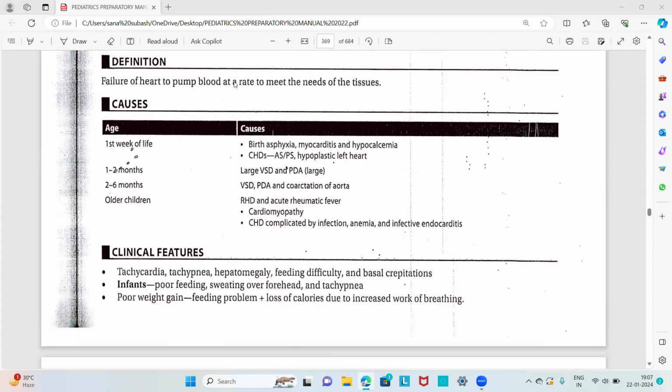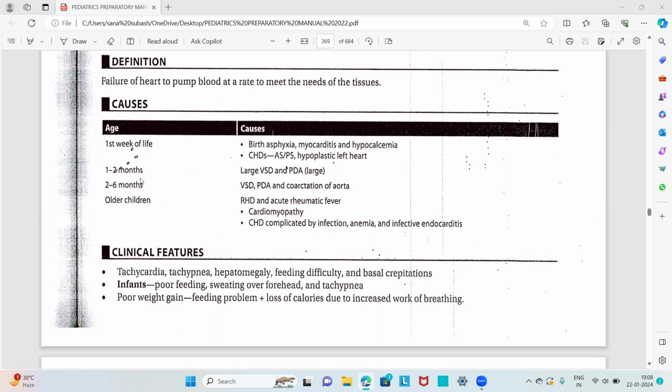Then, what are the causes? Depending upon the age, there are different causes for congestive heart failure. In the first week of life, the causes are birth asphyxia, myocarditis, and hypocalcemia, and also congenital heart diseases like aortic stenosis, pulmonary stenosis, and hypoplastic left heart syndrome.